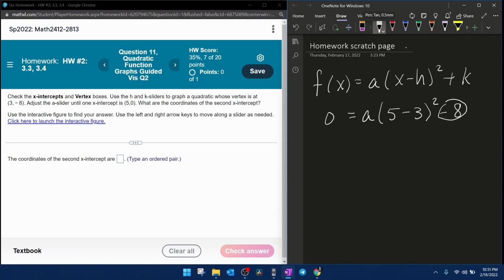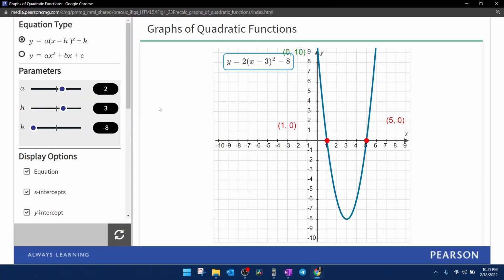Moving the -8 to the other side makes it positive. 5 minus 3 is 2. 2 squared is 4. And then if I divide both sides by 4, I'm going to get an a value of 2. And I would like to flash back here real quick just to verify that that was the a value that we had to set the slider to get our x-intercept of (5, 0).